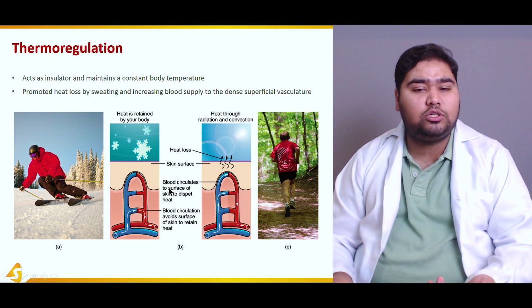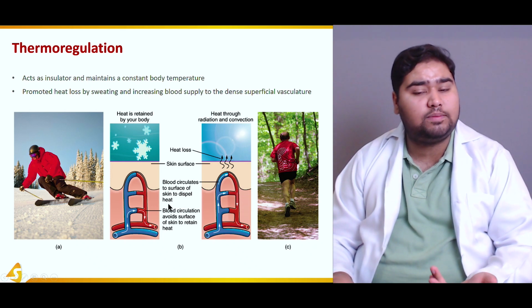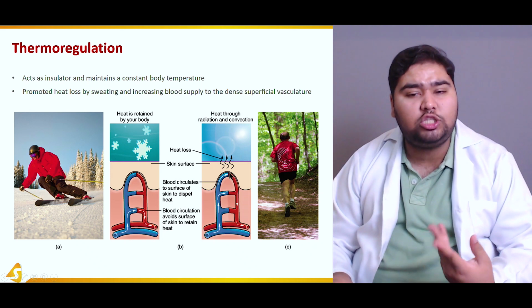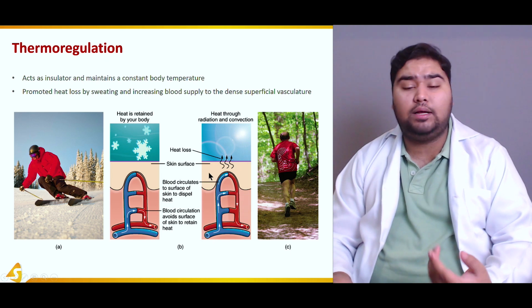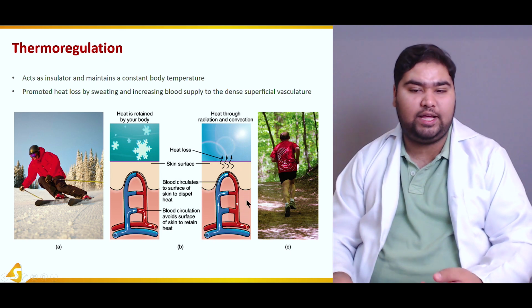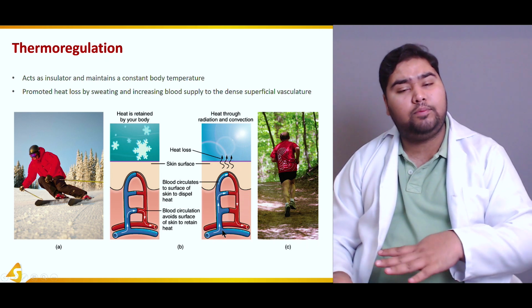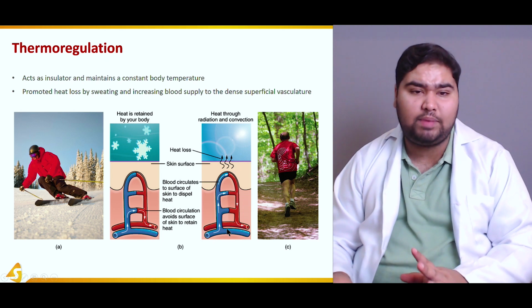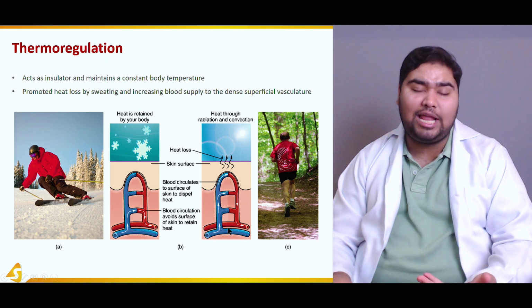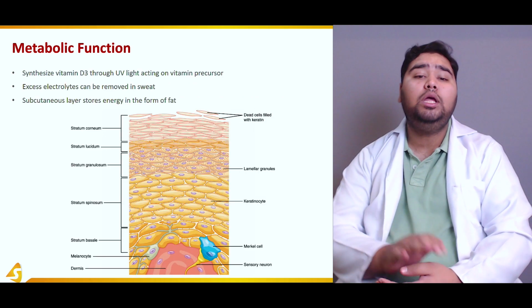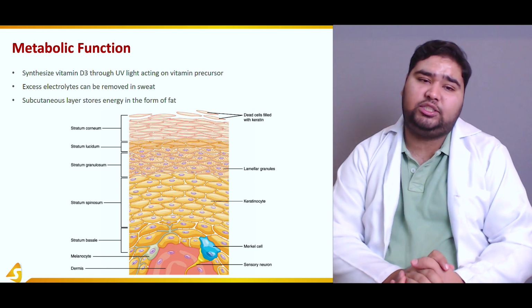Blood circulates to the superficial surface of the skin to dispel heat in a warm environment. Heat is lost through radiation, and heat is lost through the skin, and the body temperature is lowered in a warm environment. In a warm environment, the blood is supplied to the superficial blood capillaries, and they help in this release of heat from the body. Moving on to the metabolic function.